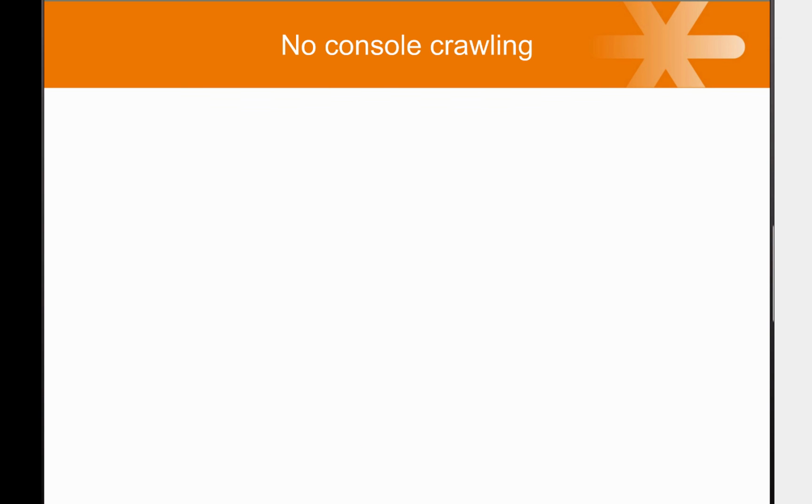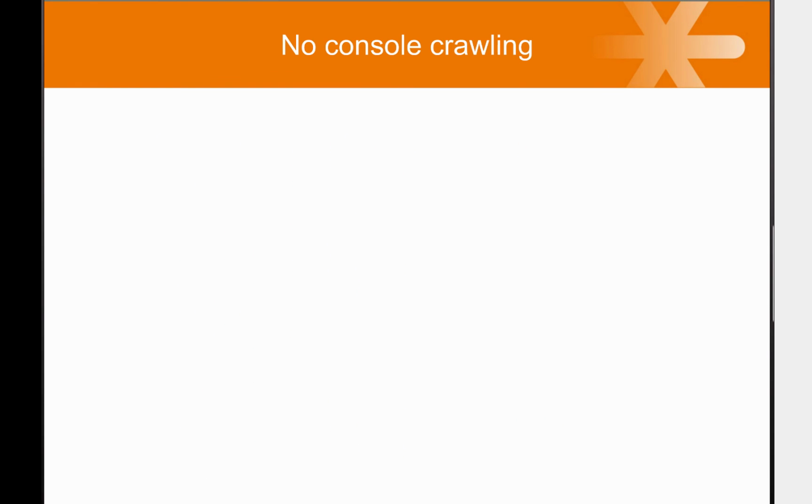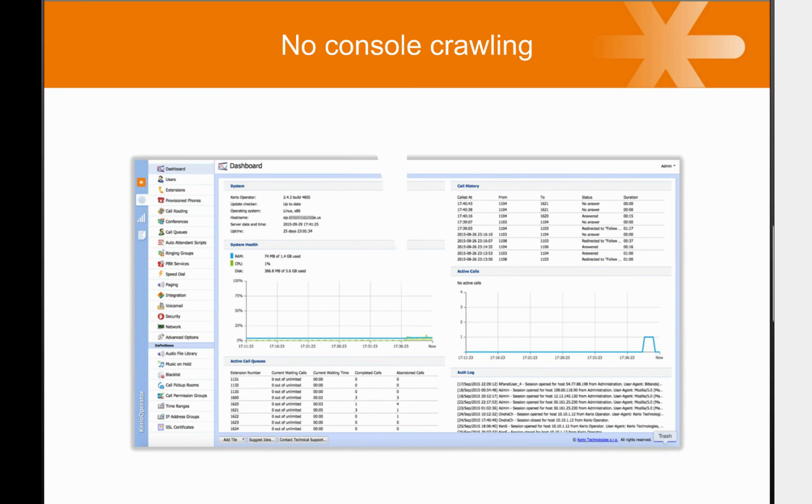So again, and most important, no more console crawling. This is how it looked in the past, and this is how it should look, and how it looks today. So what you see here is a snapshot of the administration interface of Kerio Operator, and you maybe recognize it. You need to look a little bit closer so that you are not thinking, oh, it's Kerio Connect. No, this is Kerio Operator.